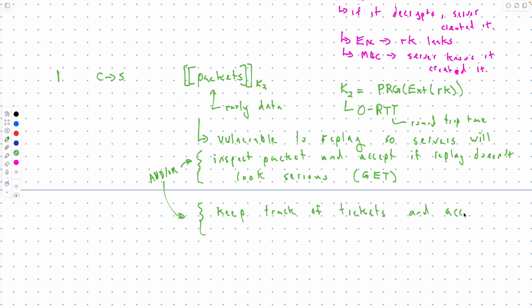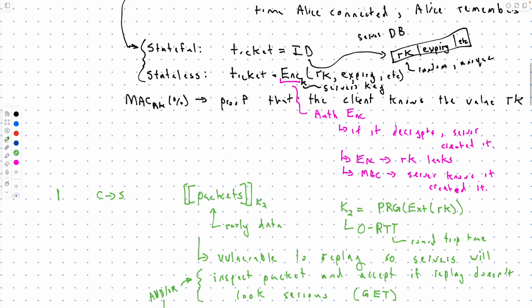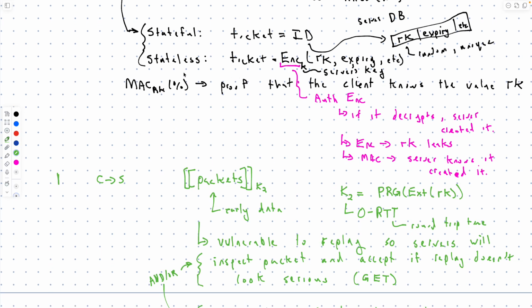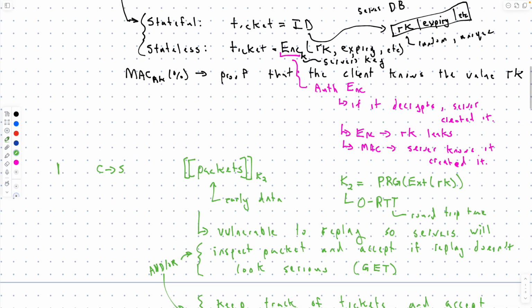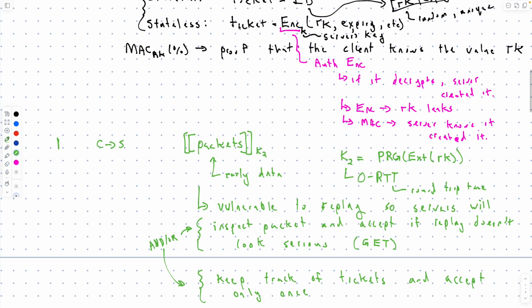And accept only once. So if you're stateful, that's easy. You just add a field here of whether you've seen it, or you just delete it when you've seen it. If you're stateless, you don't have to store everything about the ticket, but you will just remember all the tickets that you've seen.